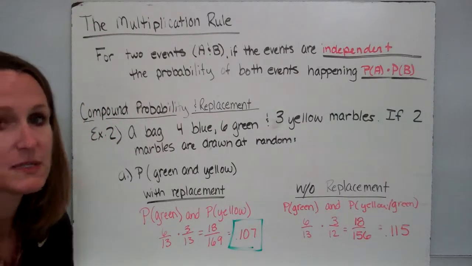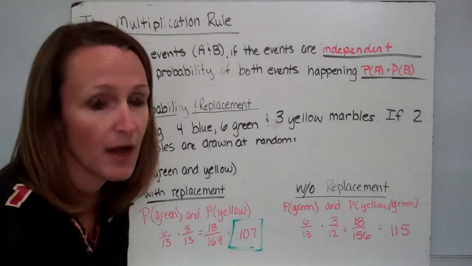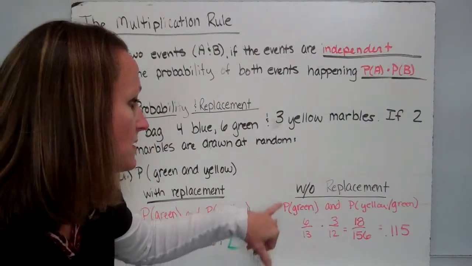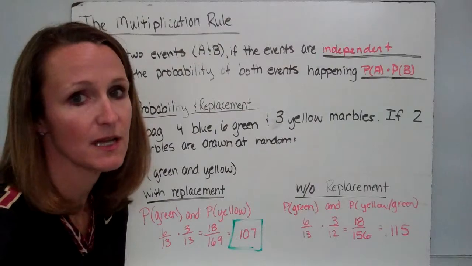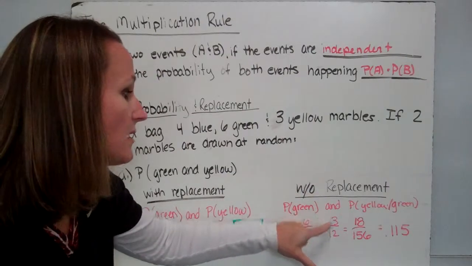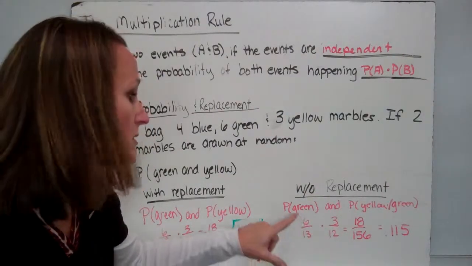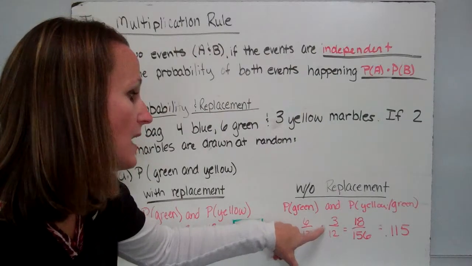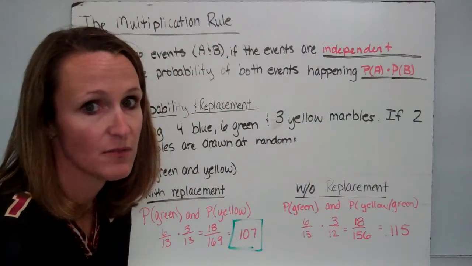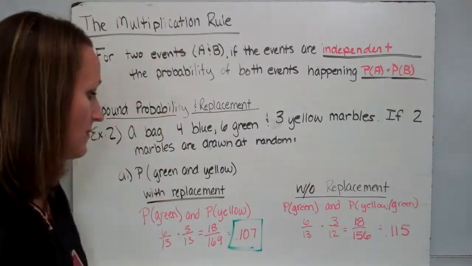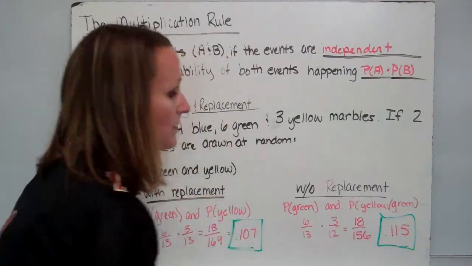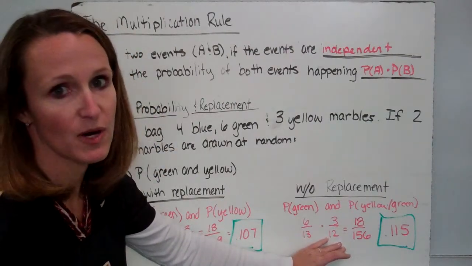Okay, what about without replacement? That means that after I draw that first marble, I'm not going to put it back. So for my second draw, there should be 1 less marble in the bag. So again, my probability of green was 6 out of 13. But when I go to draw the yellow, there's still 3 yellow marbles in the bag, but there's only 12 marbles. So this time, 6 out of 13 times 3 out of 12. I still have 18, but I only have 156 on the bottom. So this time, the probability is slightly higher because I reduced the number of marbles the second time.